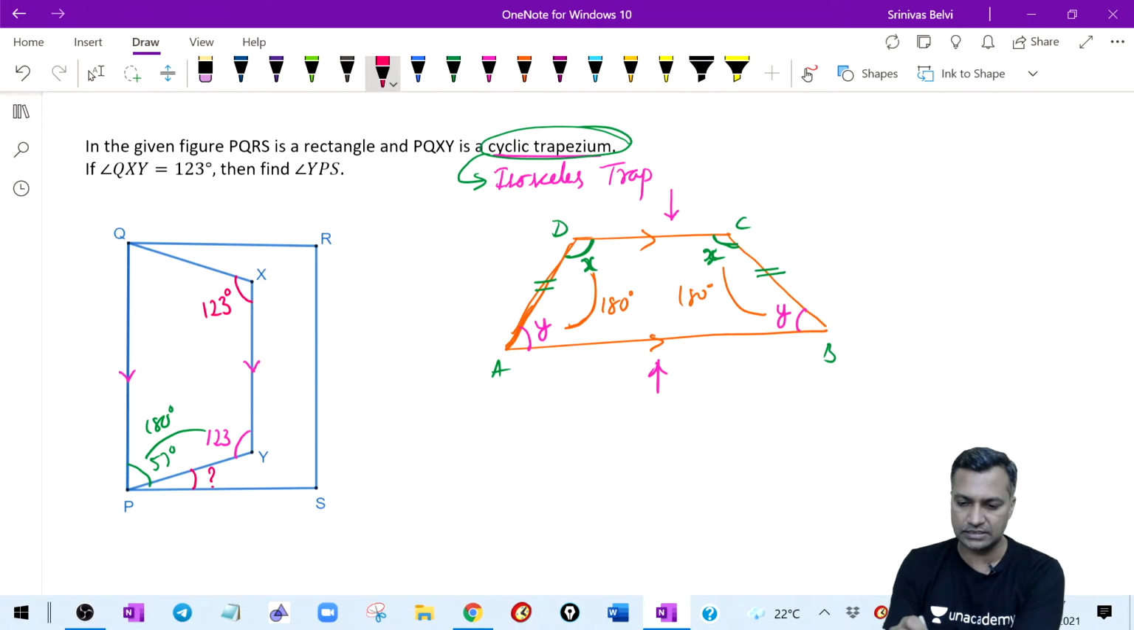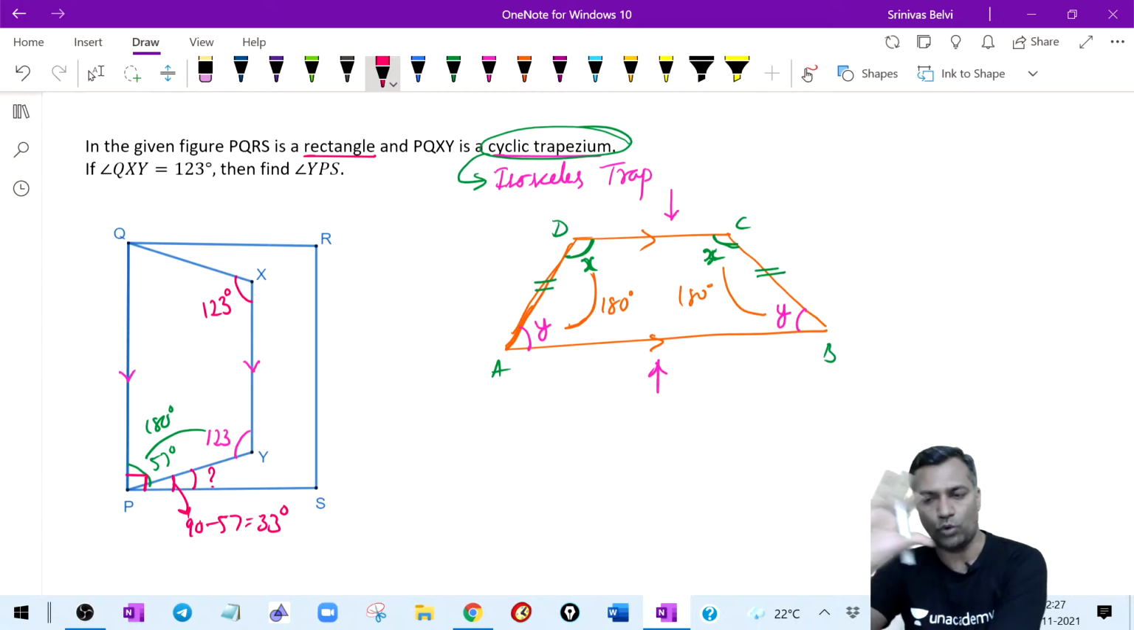Coming to this, because it's also given that PQRS is a rectangle, I know that this whole thing is a right angle triangle. Out of the right angle triangle, you have 57 as a part of this. Therefore, I have the deficit. This deficit is 90 minus 57, which is 33 degrees. Again, what are the points out here?